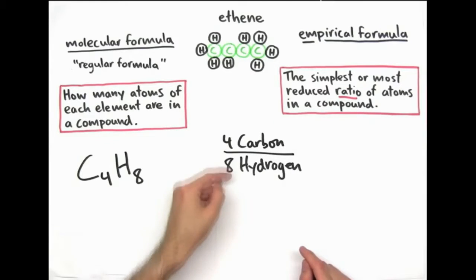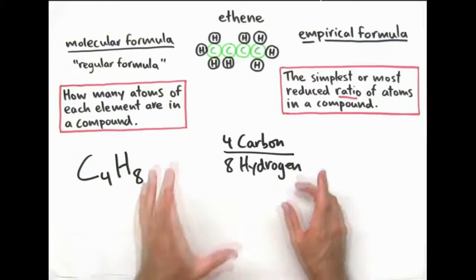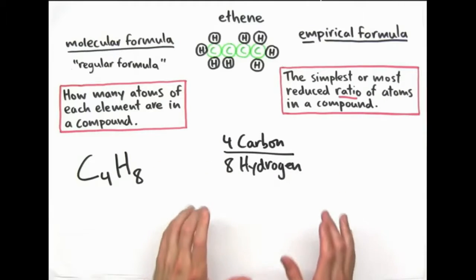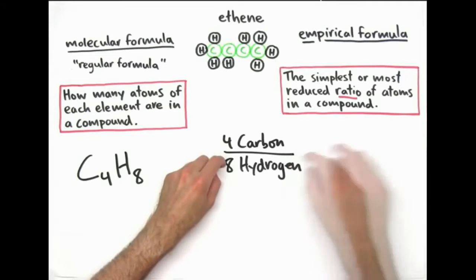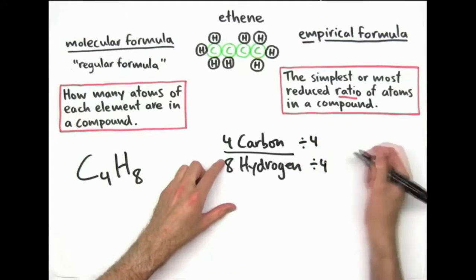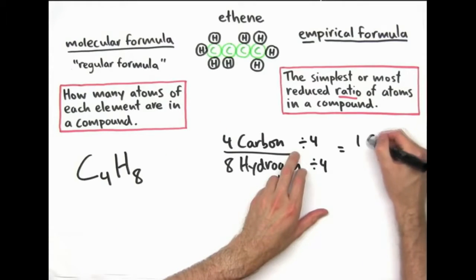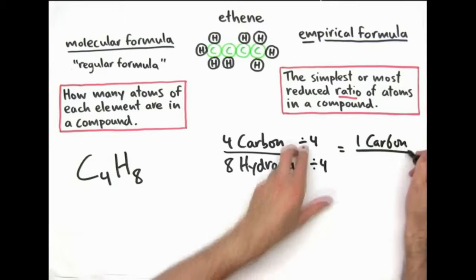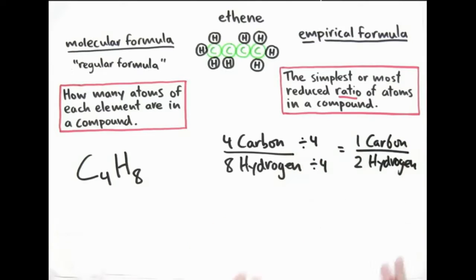So if this ratio or fraction here were on your math homework, how would you write this in the simplest or most reduced form? You'd think, what's the largest number that you could divide both of these by? And in this case, it's 4. We can divide the top by 4, and we can divide the bottom by 4. And when we do that, 4 divided by 4 will give us 1 carbon over 8 divided by 4, which is 2 hydrogens. And this is now the simplest or most reduced form of this fraction or ratio.